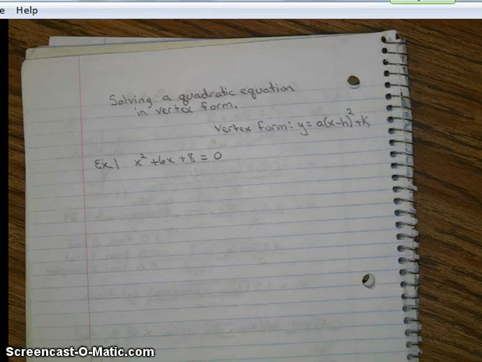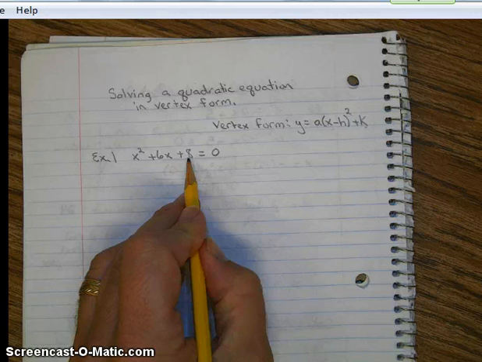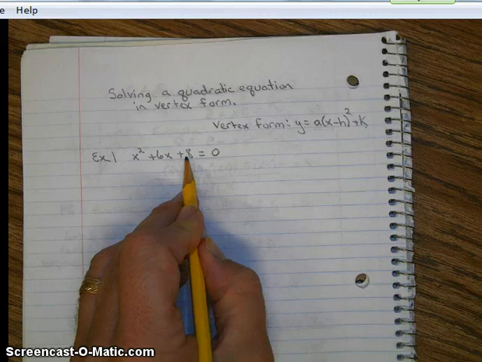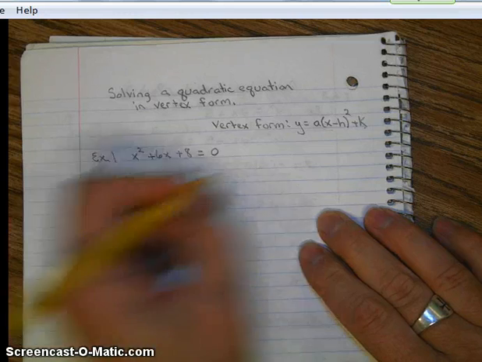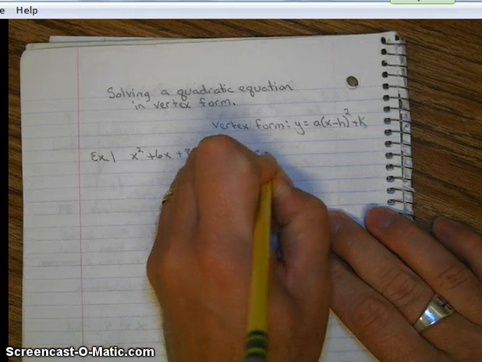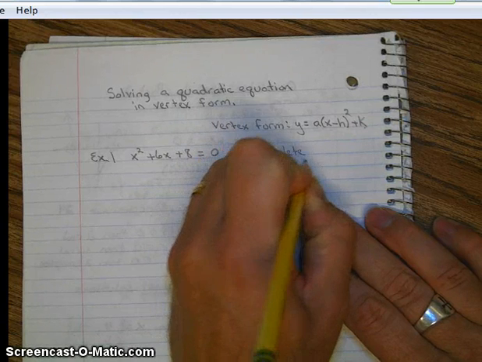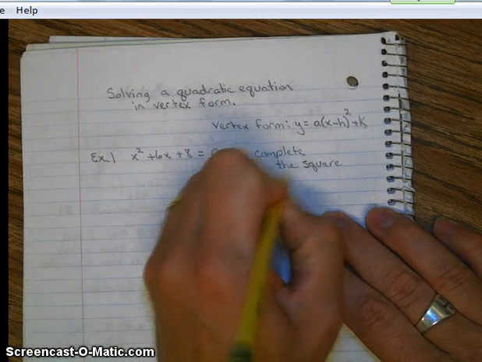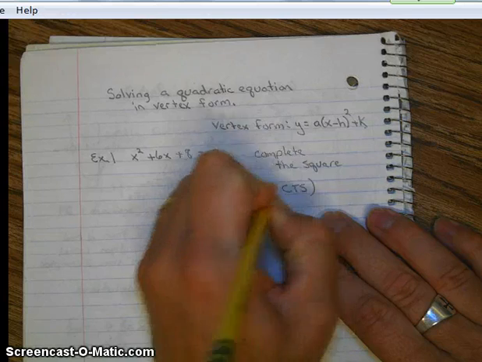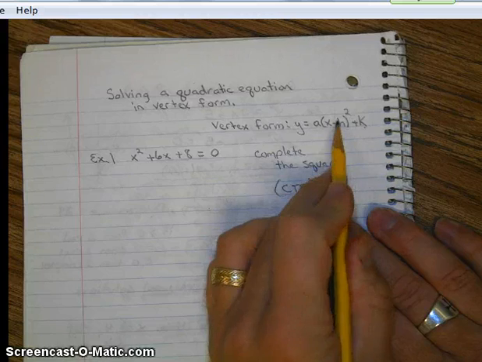Okay, so first of all, example 1. Notice that this is not in vertex form. This is in standard form. So if I want to solve this equation in vertex form, I'm going to need to complete the square. Now I will abbreviate that with CTS going forward, completing the square. That way we have a perfect square, okay?